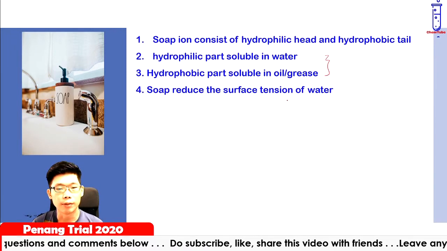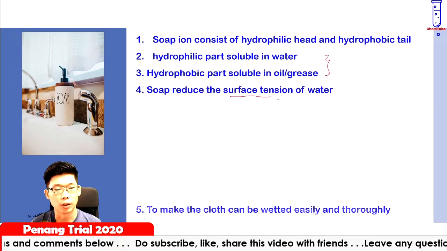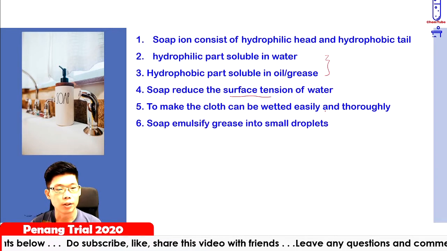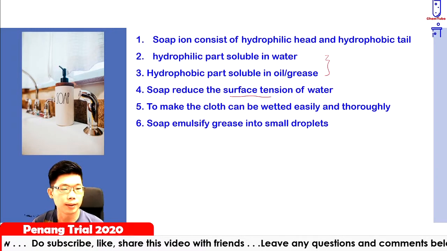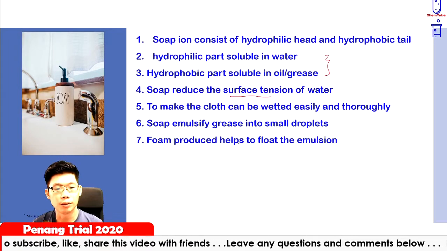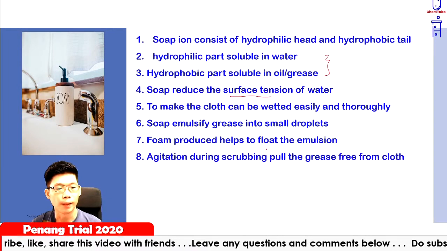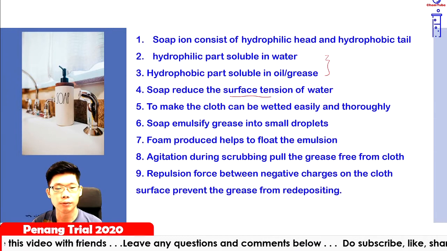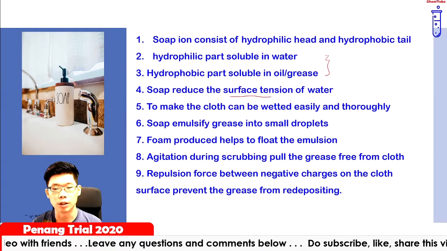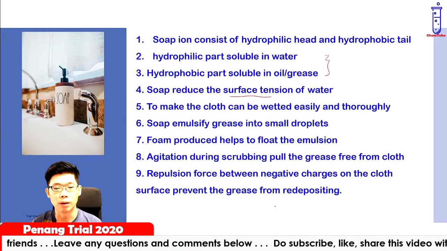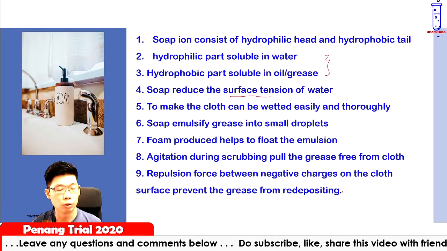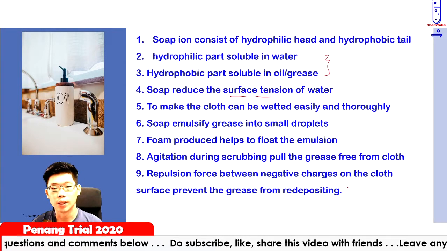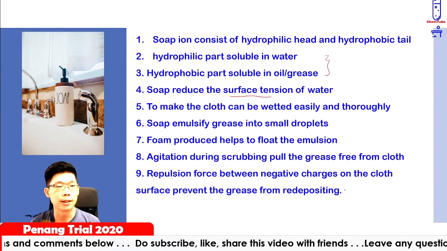Next, soap reduces the surface tension of water so that the cloth can be wetted easily. Then soap emulsifies grease into small droplets. Then foam producer helps to float the emulsion. Then agitation during the scrubbing pulls the grease free from the cloth. And then repulsion force between the negative charges on the cloth surface prevents the grease from redepositing onto the cloth again. Okay, so these are the points that you can write for the cleansing action of soap.